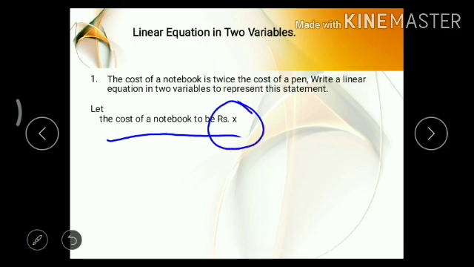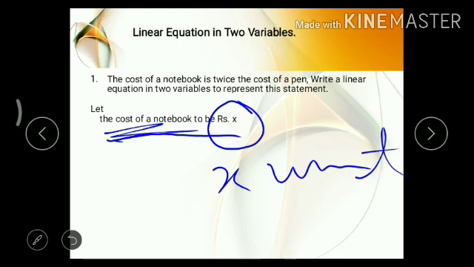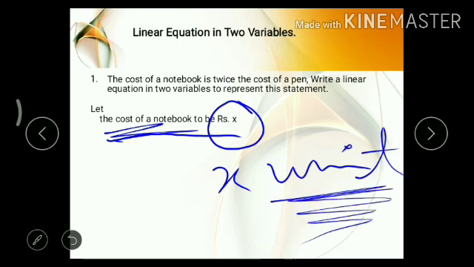If it would have been the length of the notebook, then x unit we shall write, and in this unit it would come centimeter or millimeter.